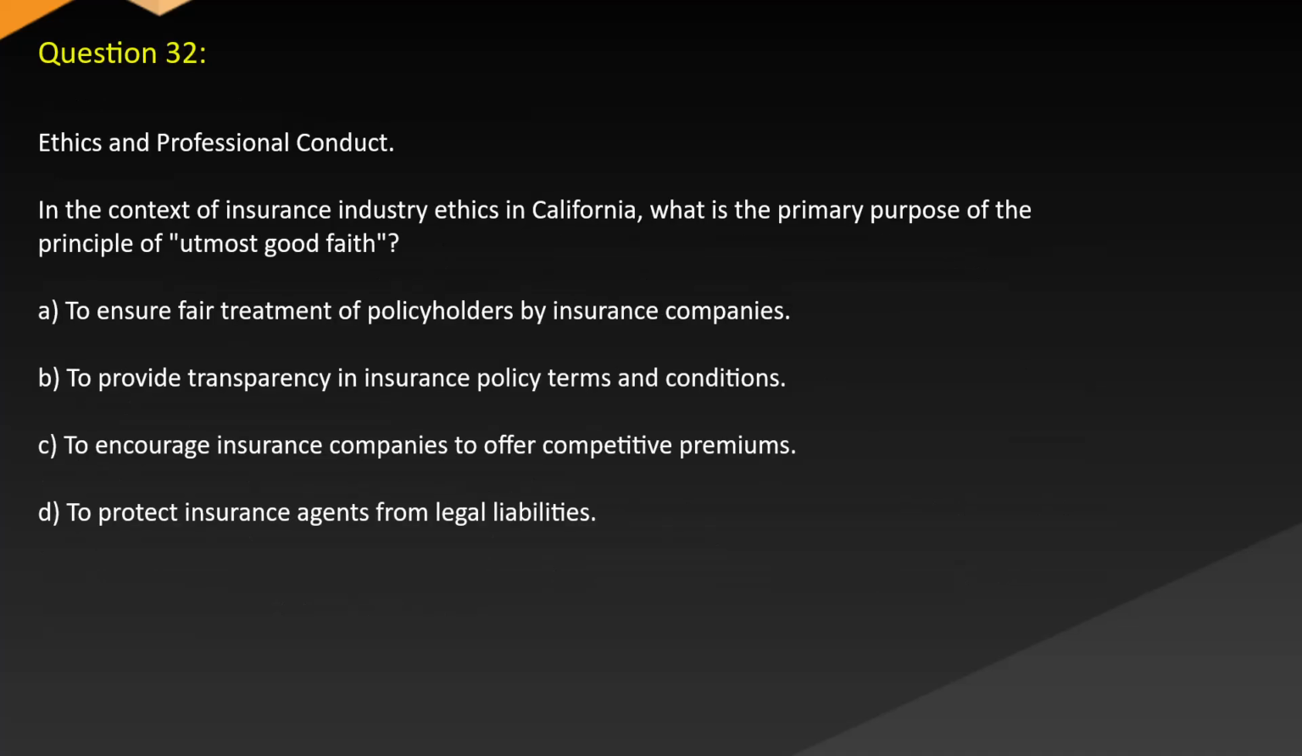Question 32. Ethics and professional conduct. In the context of insurance industry ethics in California, what is the primary purpose of the principle of utmost good faith? A. To ensure fair treatment of policyholders by insurance companies. B. To provide transparency in insurance policy terms and conditions. C. To encourage insurance companies to offer competitive premiums. D. To protect insurance agents from legal liabilities.